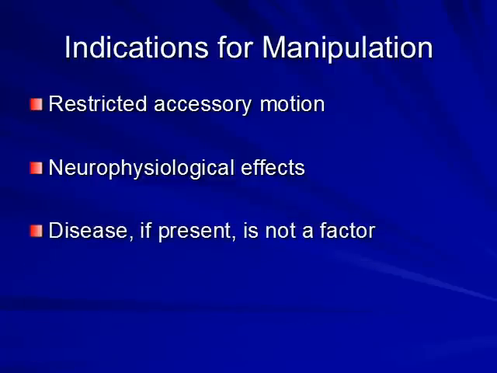So why do we do it? Well, if we want mechanical effects, for sure they need to have restricted accessory motion. If there's mechanical effects that you're trying to induce, you're trying to cause a permanent change in that tissue, then they should definitely have restricted motion. You may just want to gate their pain. You may want to decrease their nociception, decrease some of their pain centralizing behaviors. So that's your neurophysiological effects. And disease, if present, is not a factor. All right, it depends on the actual state of the disease. I'll explain more in a future slide.